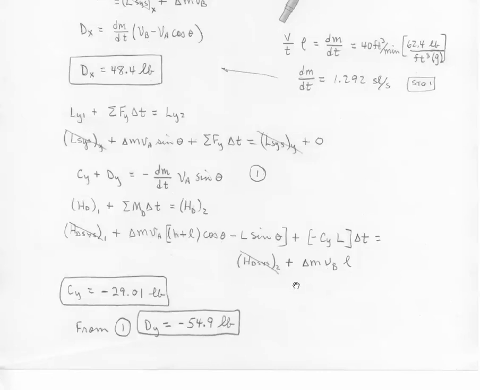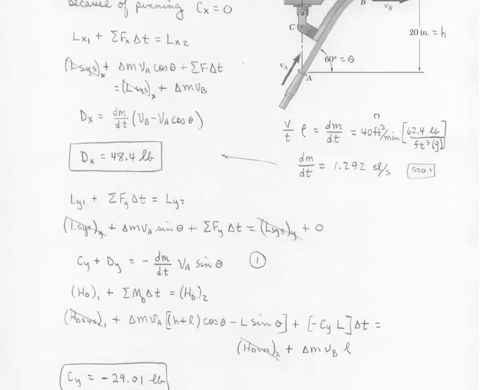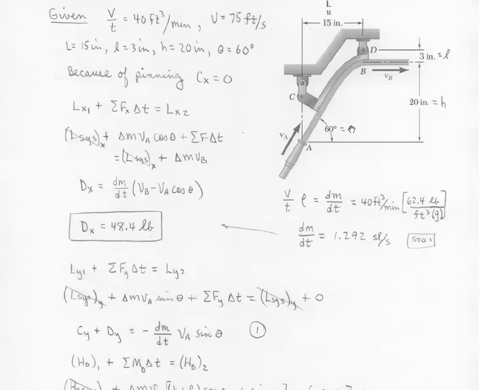Okay, when you plug your numbers into this equation right here and solve for C sub y, you find that's minus 29.01 pounds, so it means that it was downward instead of upward. And when you plug that number back into equation 1 right here and solve for D sub y, you get a negative 54.9 pounds, and it's also downward as well. That's not unexpected in the sense that you're pushing water against this. You'd expect this to push back and this also to push back.